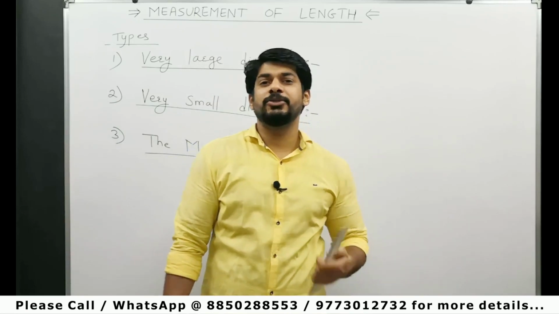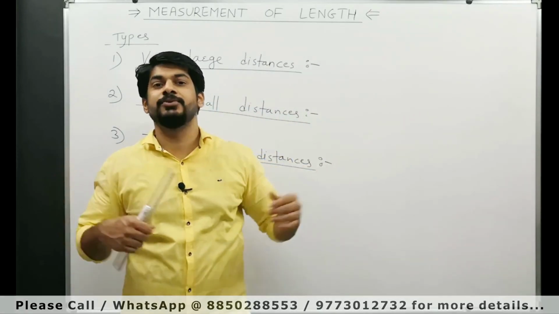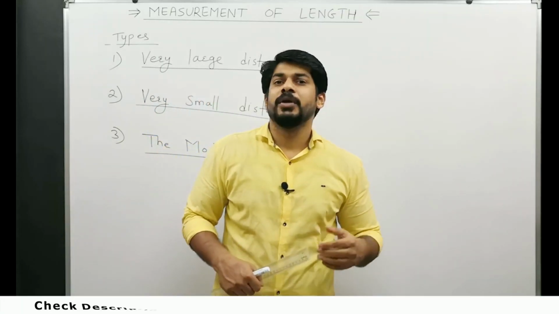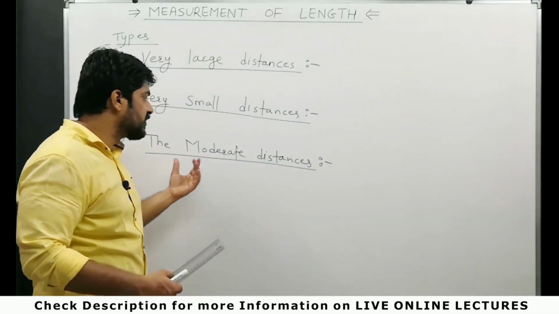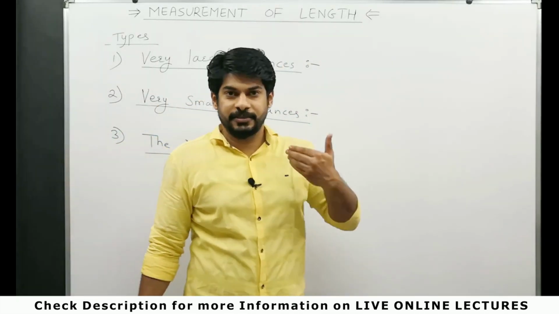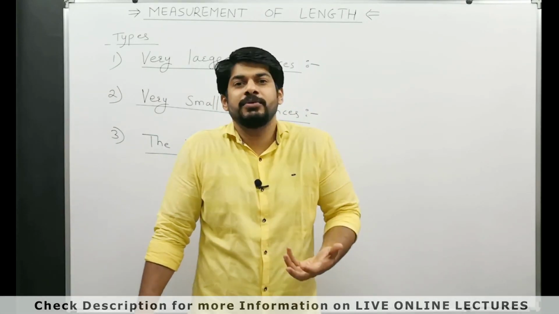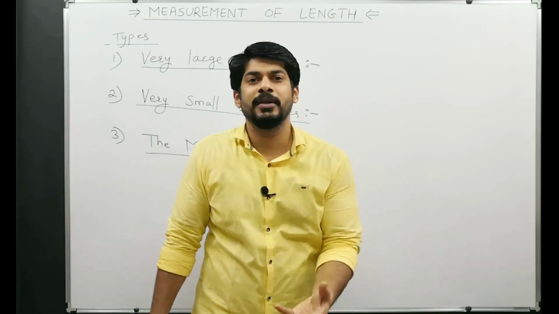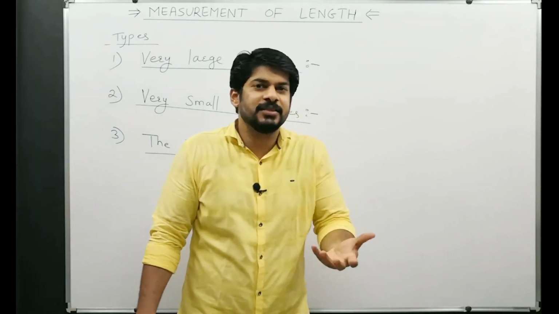So these kinds of scales can be used. Even in our labs we sometimes have bigger ones, 1 meter scales. Using such scales we can find out these distances. The moderate distance, for example, what is my height? That's a moderate size, something that can be measured using the normal instruments like meter scales. That is a moderate distance.